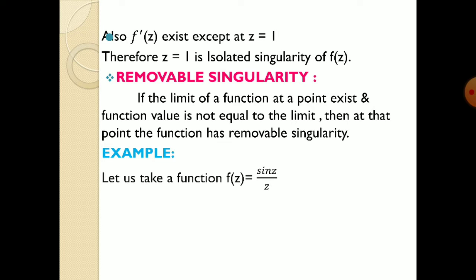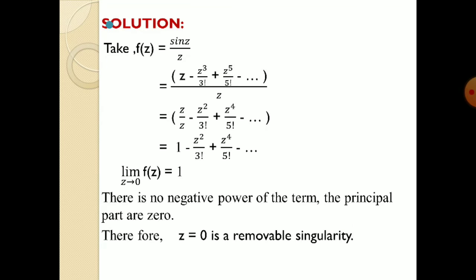Let us consider the function f of z equal to sin z by z. Here is the solution for the function. Take f of z equal to sin z by z. The expansion for sin z, which we already know, is z minus z cube by 3 factorial plus z power 5 divided by 5 factorial and so on. Therefore, we get f of z equal to z minus z cube by 3 factorial plus z power 5 divided by 5 factorial and so on, all divided by z.